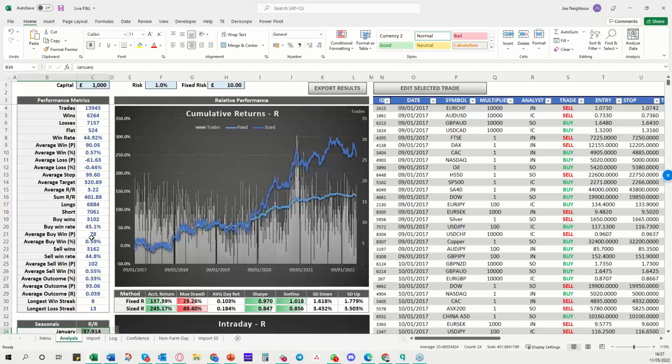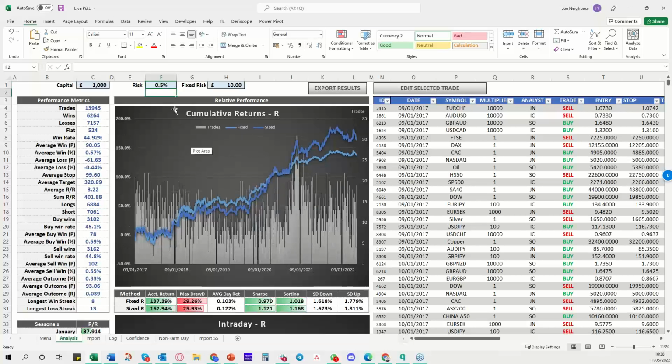The final thing I wanted to show is about how much you risk on a per trade basis. So in here, we've got 1% risk. If I was to change this to 0.5, we can actually see that the performance improves throughout that period, because we're not getting the big drawdowns. We're managing our capital in a really prudent way.